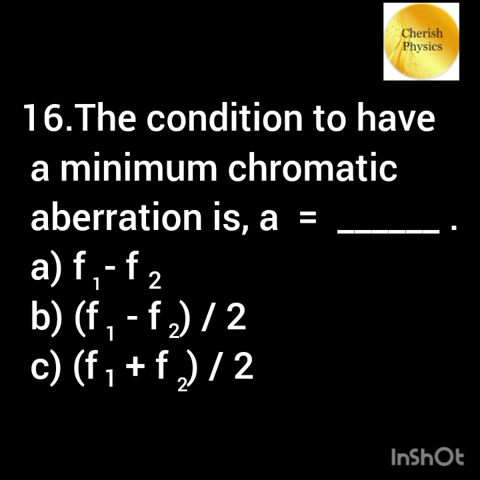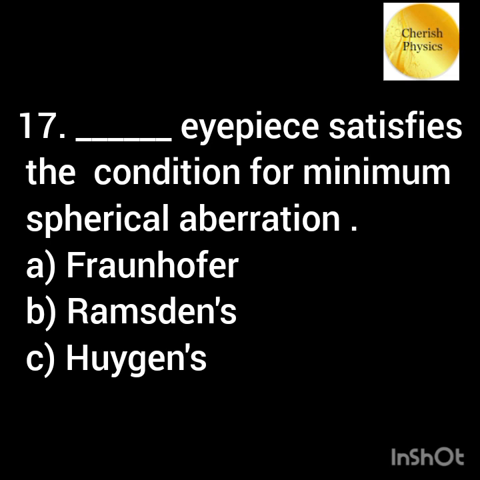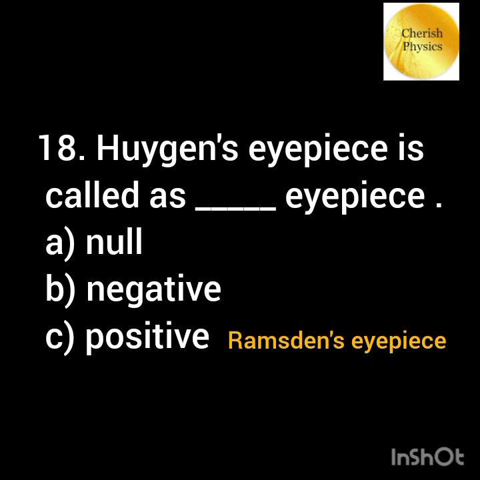The condition to have a minimum chromatic aberration is a equal to dash. Which eyepiece satisfies the condition for minimum spherical aberration? Huygens eyepiece is called as dash eyepiece.